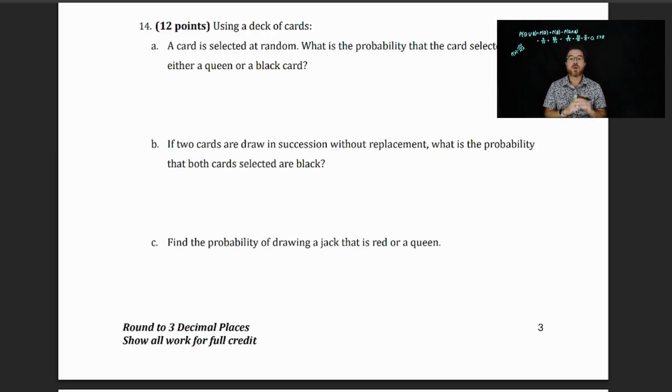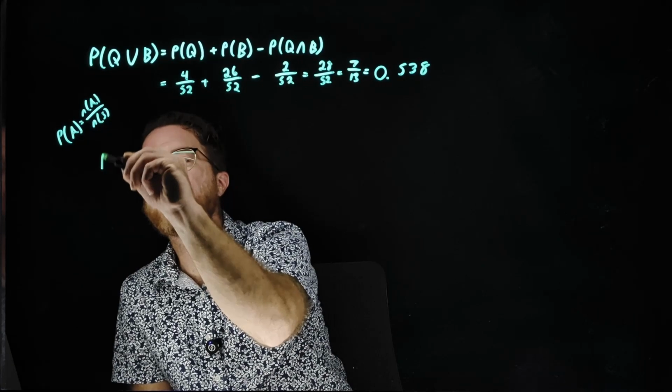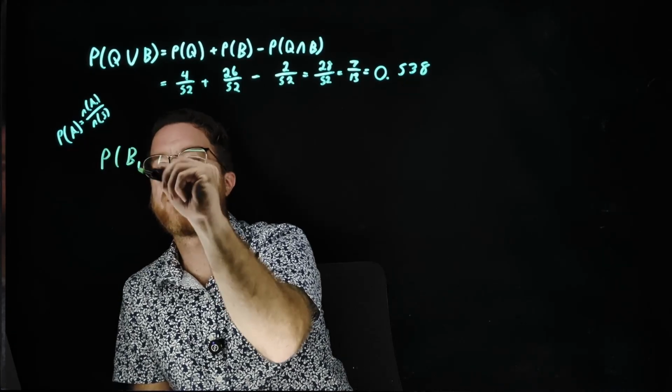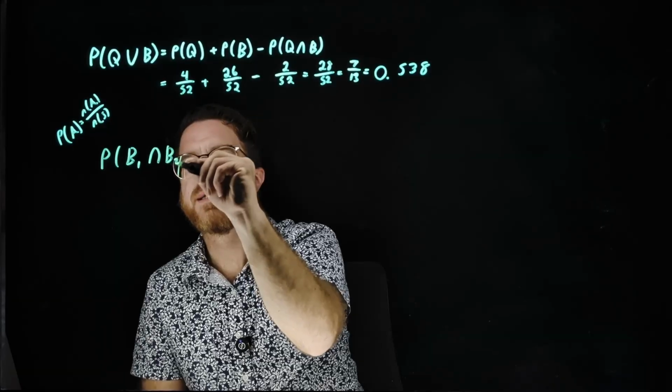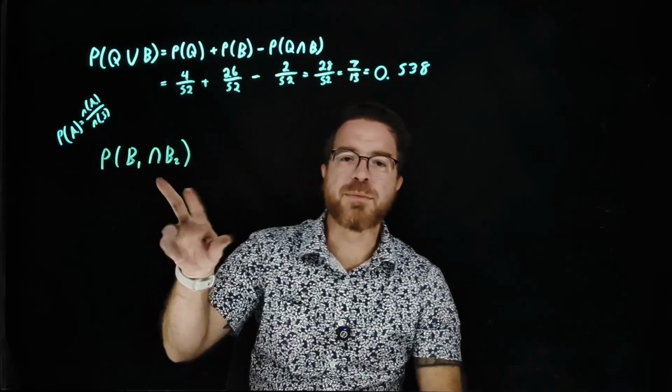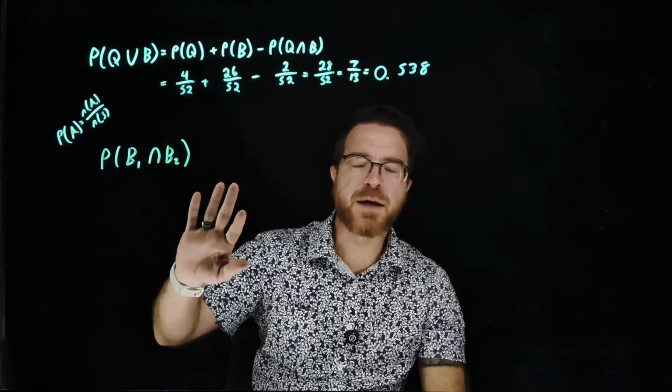So this means that we want to find the probability of getting a black card. I'm going to put B1 just to help you keep track. And then a second black card. Now you don't have to put these subscripts. It's just the probability of a black card and a black card.